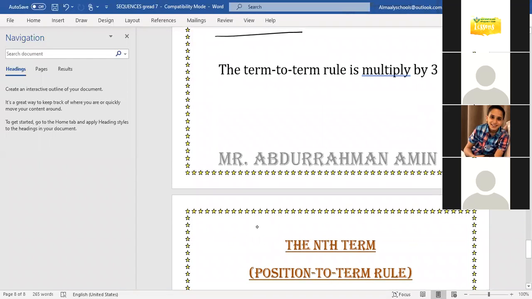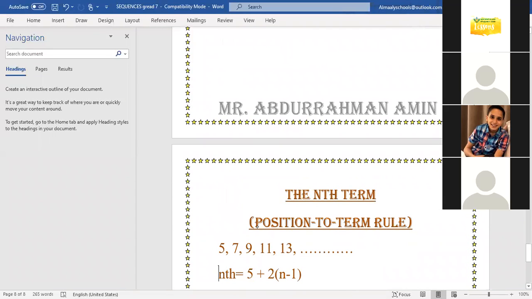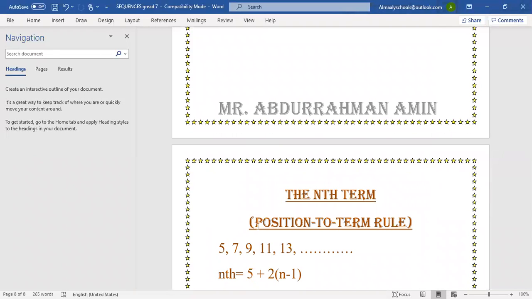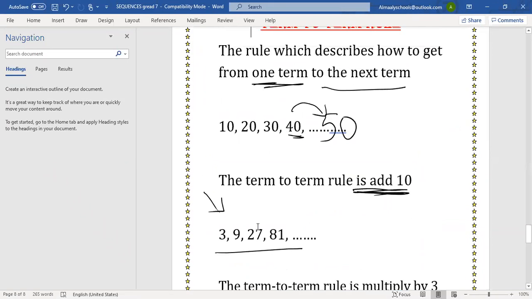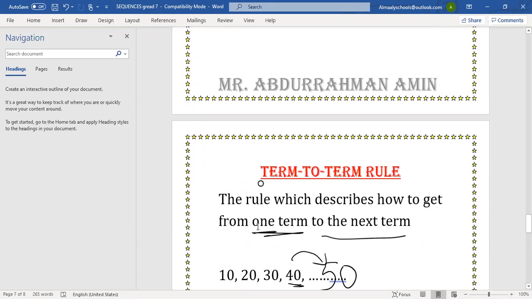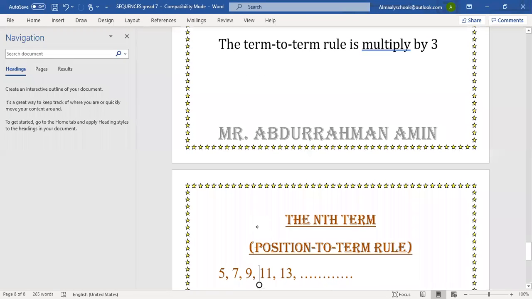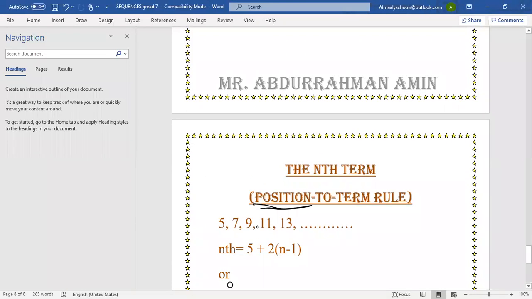Excellent. And now the last part in this chapter: the nth term, or we can name it the position to term rule. The previous part was the term to term rule. But now, position to term rule. What is the meaning of position? 5 here, its position is the first. 7 is the second. 9, third. 11, fourth. 13, fifth, and so on.